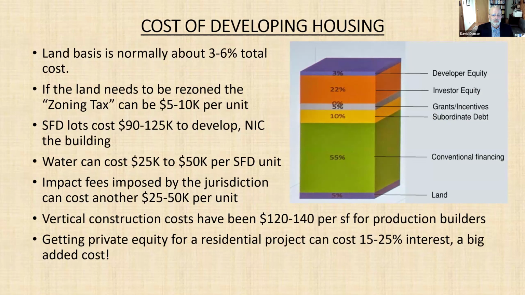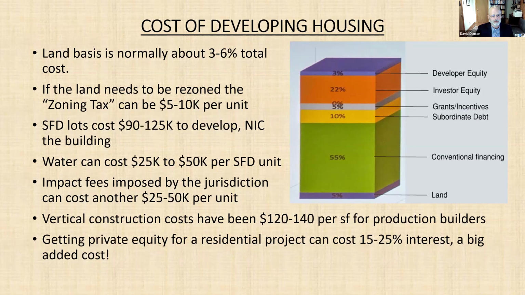Typically, single family detached lots cost $90,000 to $125,000 to develop. That's just to put in streets, water, sewer, all the landscaping, curbs, driveways, all the things that you need just to have a house there. Water rights and water service can cost $25,000 to $50,000 a unit. Impact fees are imposed by each jurisdiction, that's for schools and transportation, and the term is derived from the impact that all of these new houses are going to have on community services.